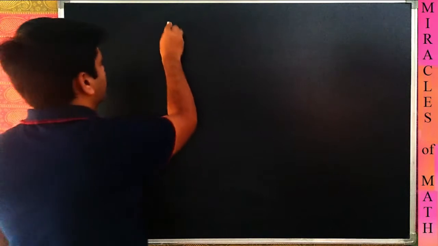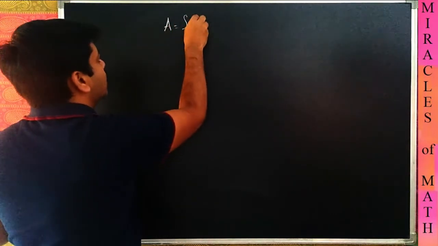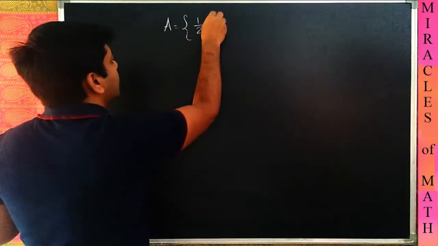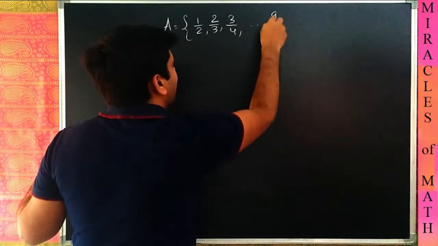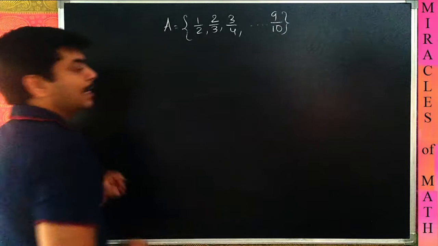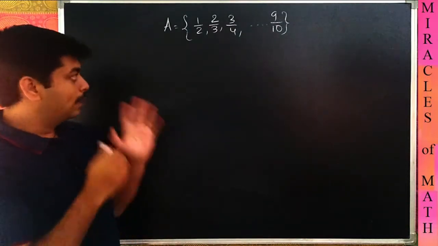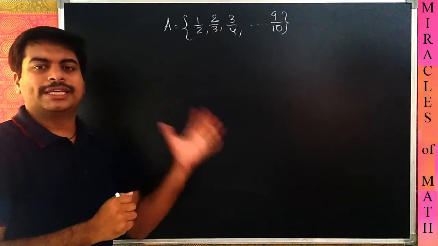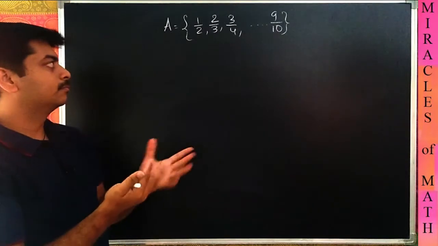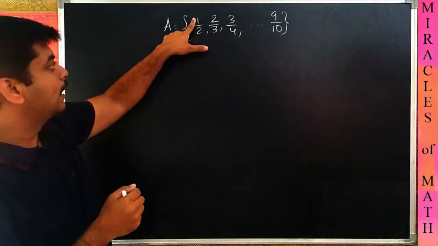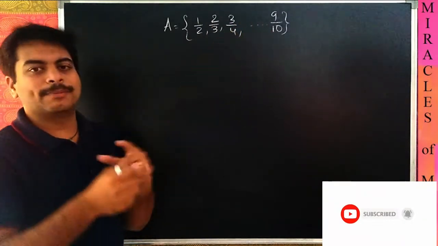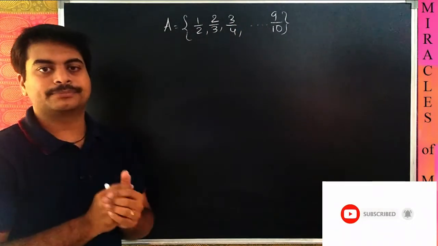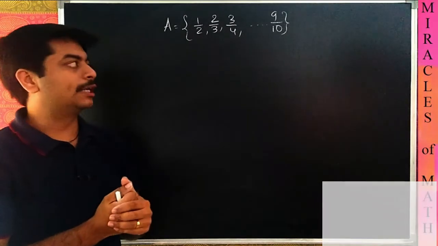I'll give you a roster form like this. A is equal to 1 by 2, 2 by 3, 3 by 4 and so on till 9 by 10. Only this information was given. Whether it is following any pattern or whatever it is, I don't know. But I know that 1 is followed by 2, 2 by 3, 3 by 4, 9 by 10. That means the next number is there in its denominator. We'll make use of that point.